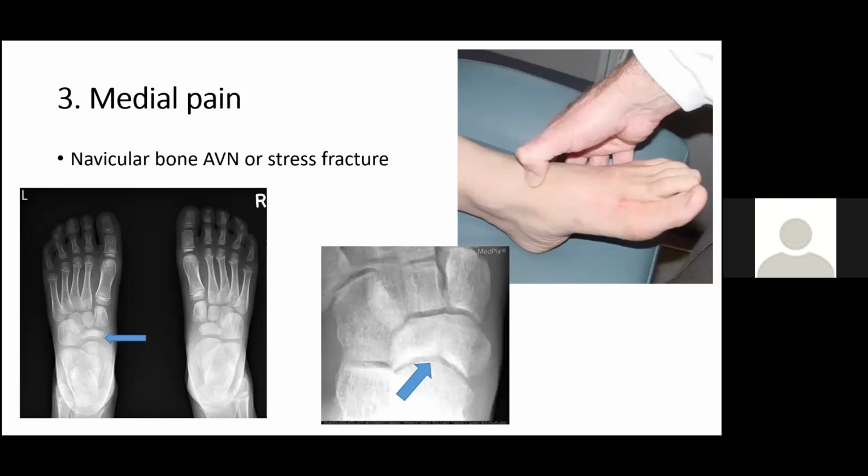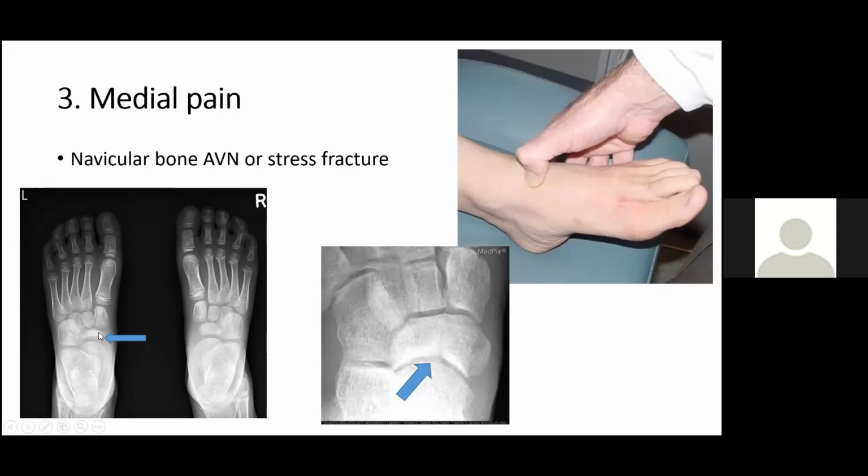So this is again a medial sided pain, but this point is defined as N-point, that is the navicular point. So classic tenderness, the maximum tenderness will be over this N-point. The landmarking of this will be just medial to the flexor hallucis longus tendon and just lateral to the tibialis anterior tendon. So if you place your thumb between the flexor hallucis and the tibialis anterior and press on it, there will be significant tenderness. So that could be a navicular AVN or stress fracture.